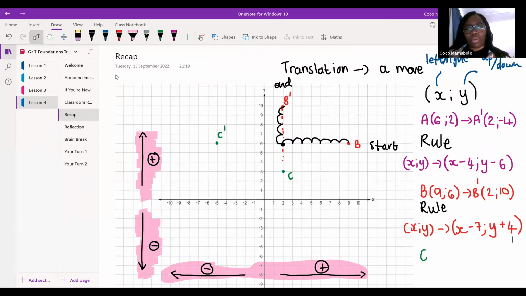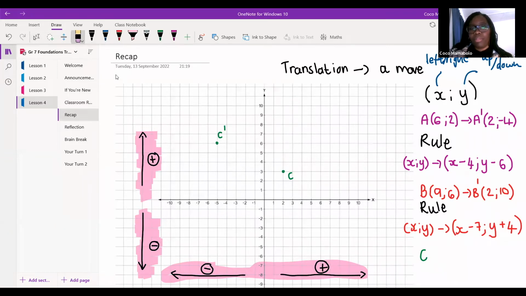Okay, we're going to do another one. So try and follow along as we go. Okay, good. So now we're done with B. Mivuyo, do you want to help me with C? Okay, but before we do C, I need everyone to give me the coordinates of C and C prime in the chat, please.